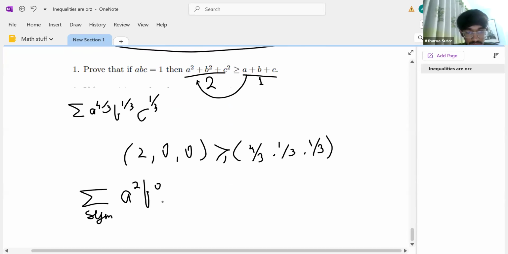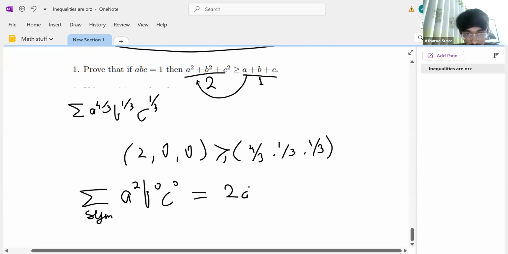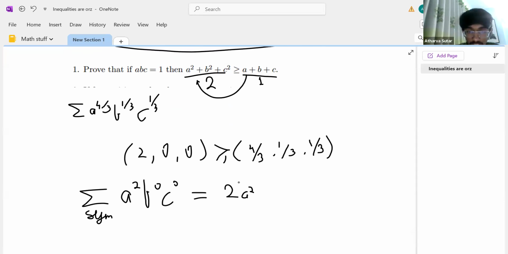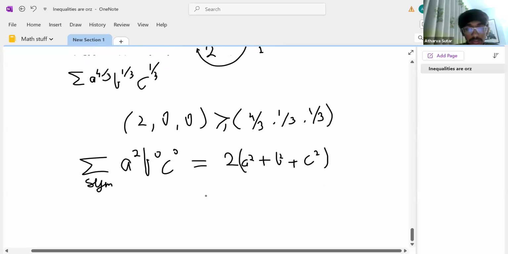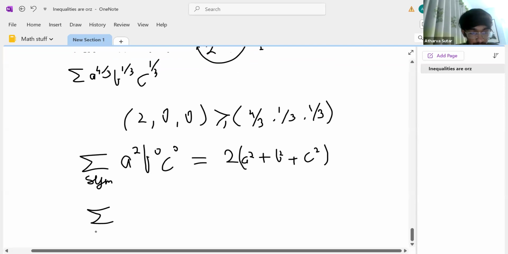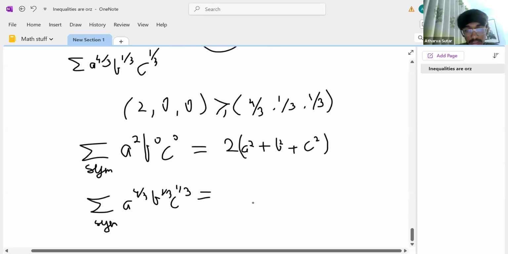A^2 B^0 C^0, which is equal to 2 times A squared, because you can get A^2 B^0 C^0 and A^2 C^0 B^0. So basically it's going to come out as 2 times (A squared plus B squared plus C squared). And similarly for the RHS, you will get that the RHS is equal to the symmetric sum of A^(4/3) B^(1/3) C^(1/3), which would be equal to a similar thing, 2 times.